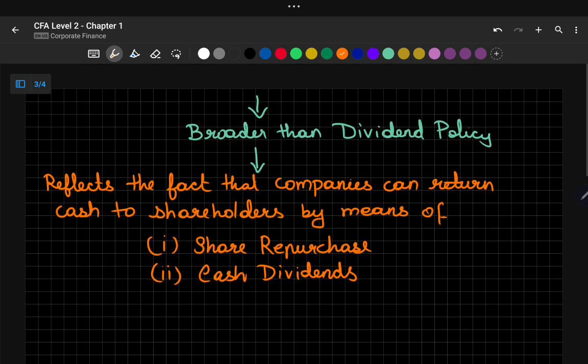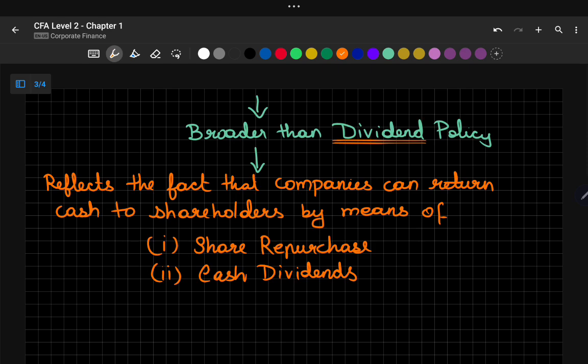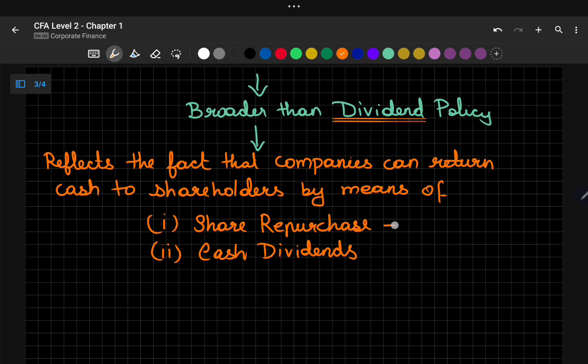Now, it is different from dividend policy. Why is it different from dividend policy? Because dividend policy is a strategy that the company follows to determine the amount and timing of only dividend payments. So it is not considering the payment option of share repurchase. Dividend policy only considers returning investment to the shareholders in the form of dividend payment, and it is not considering share repurchase. That's why payout policy, which considers both share repurchase and cash dividends, is broader.